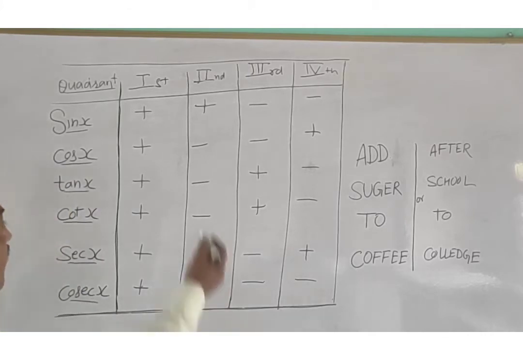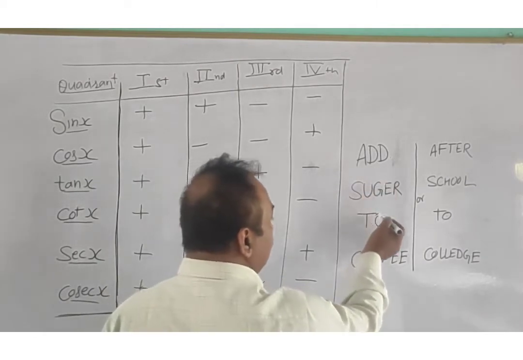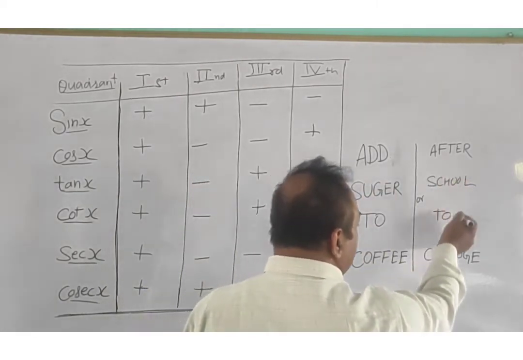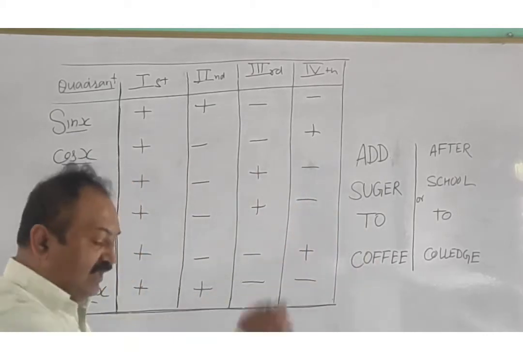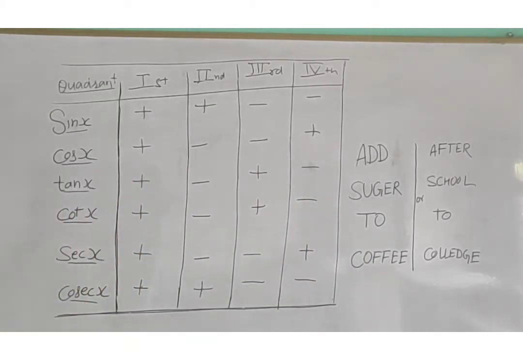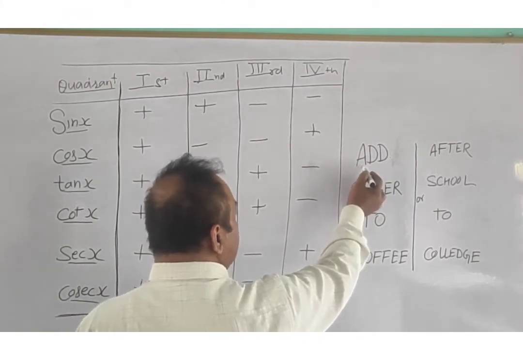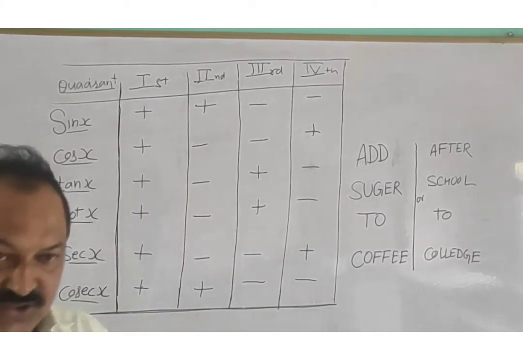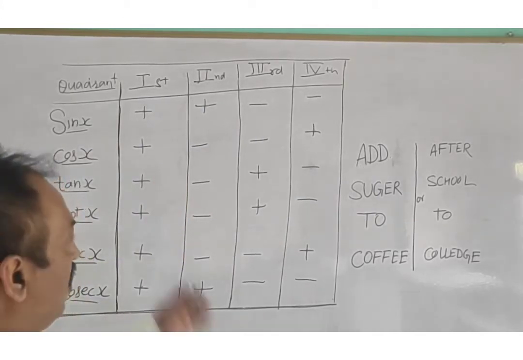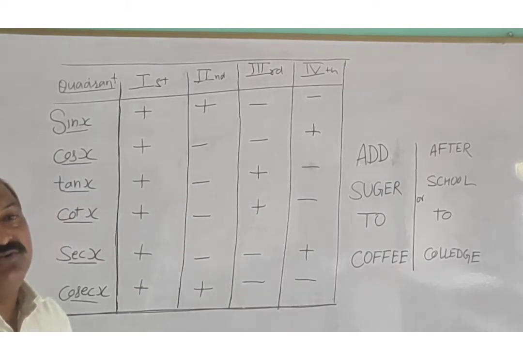So we can remember these signs with the help of these formulas: add sugar to coffee or after school to college. The meaning of this abbreviation is add. Add means the first letter is A, which means in the first quadrant all these 6 trigonometrical functions are positive. The value of all these 6 trigonometrical functions is positive from the angle 0 to 90 degree.